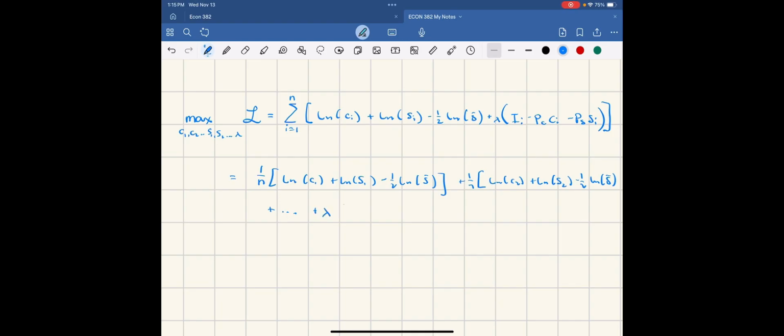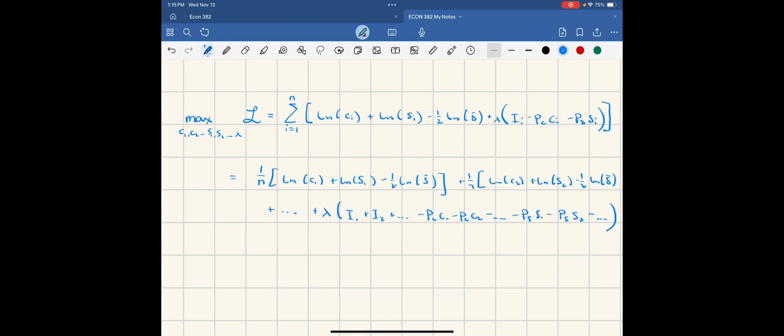And now we're going to add our budget constraint, which is all the individual incomes minus PCC1 minus PCC2 minus so on and so forth, and then the minus PSS1 minus PSS2 minus so on and so forth. So that's where we break apart the summation into individual components.